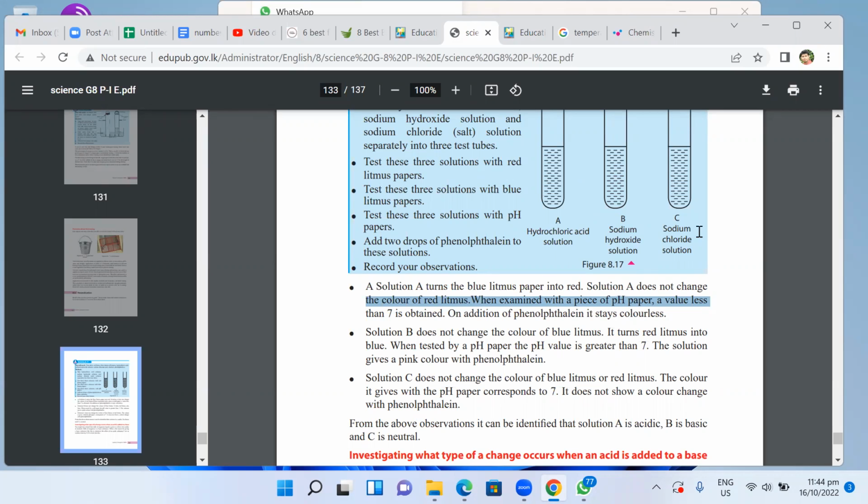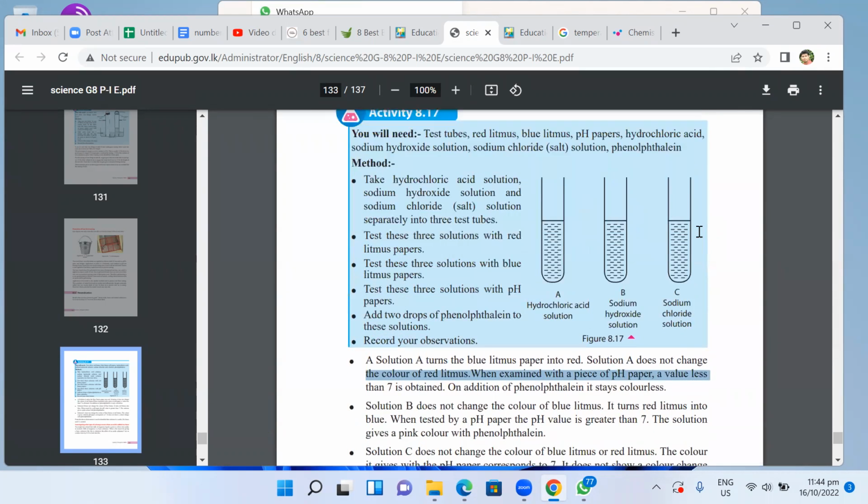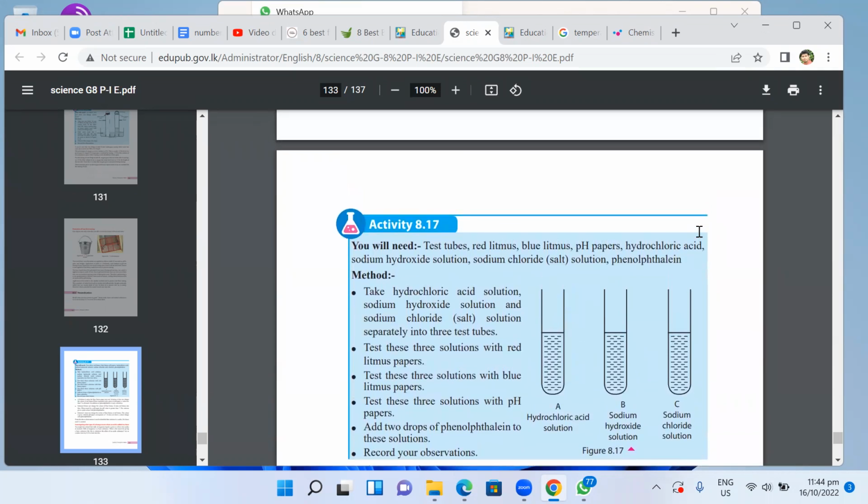So what about the litmus color in solution A? How is acid indicated? In solution A, it converts into red. Yes, you have to use blue litmus. Blue litmus will be converted to red. Red litmus will not change the color. Blue litmus will change color to red.